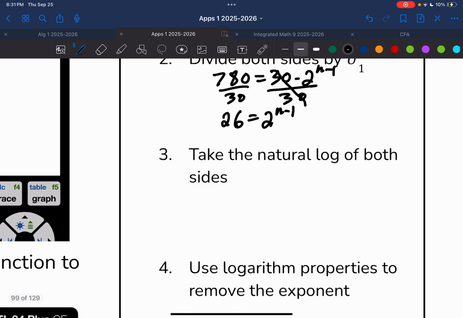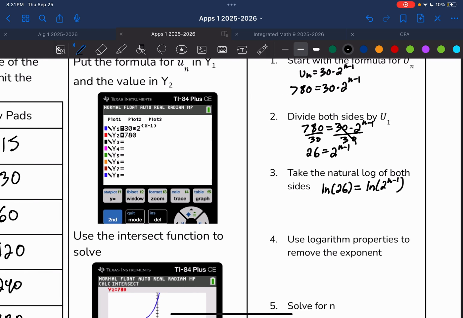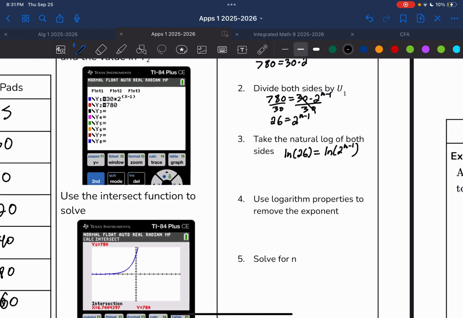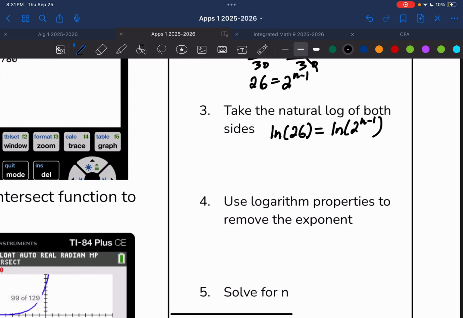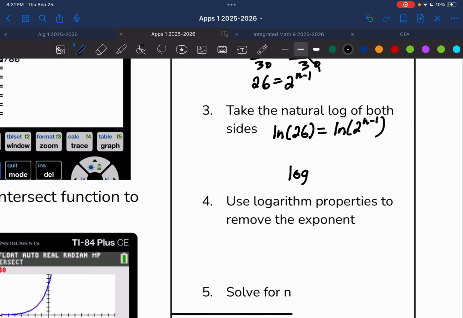Now we're going to take the natural log of both sides. So you get the natural log of 26 is equal to the natural log of 2 to the n minus 1. And we can use logarithm properties to take the n out of the exponent. And the way that that works is, if you have studied logarithms before, you may have learned that log of a to the x power can be written x times log of a. Right? Whenever you have a logarithm with an exponent inside of it, you can move the exponent out in front and turn it into multiplication. Right? That's a logarithm property.